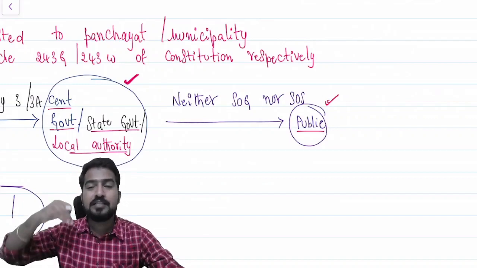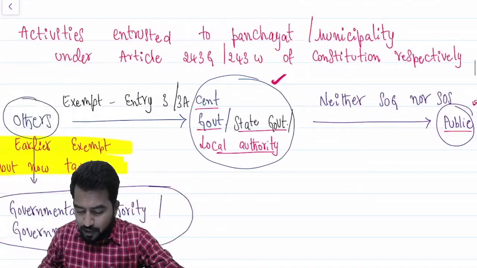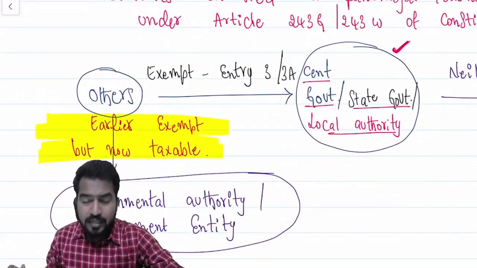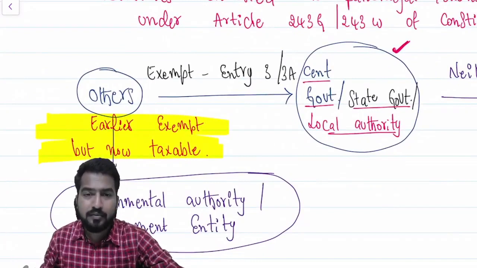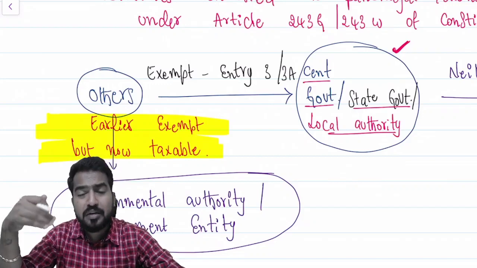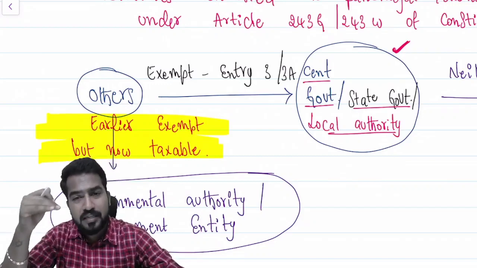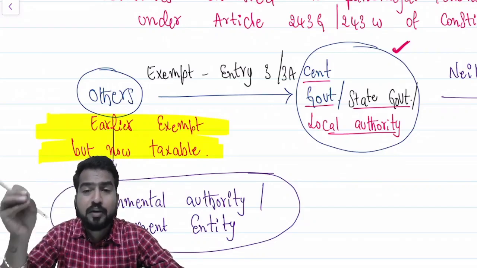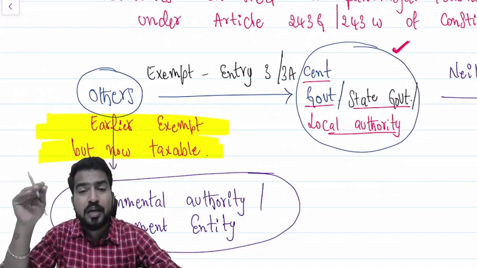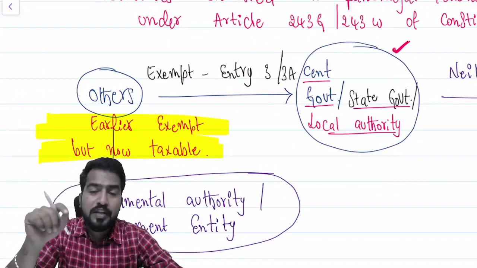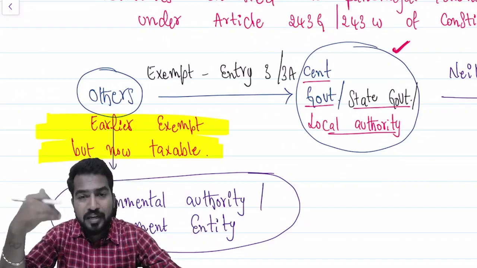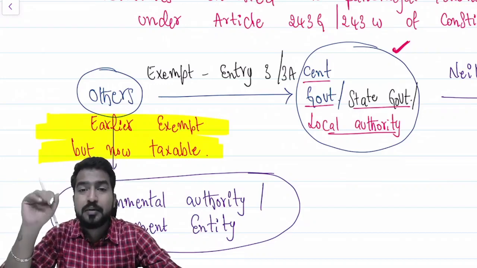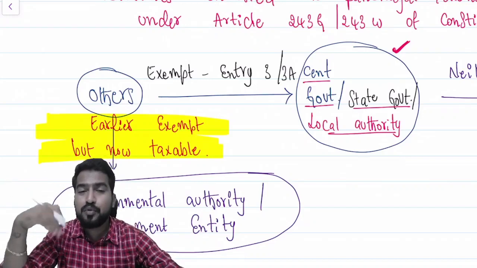But to provide these activities to the general public, the government may outsource this to other entities. So these other entities, if they are providing those activities or services, which are entrusted to panchayat or municipalities under Article 243G or W, they are exempt if they are provided to the central government, state government or local authority. Earlier, the exemption was also available if other entities, the private players, were providing the similar things to a governmental authority or government entity. Then also the exemption was there. But now, through an amendment, they have removed that exemption.